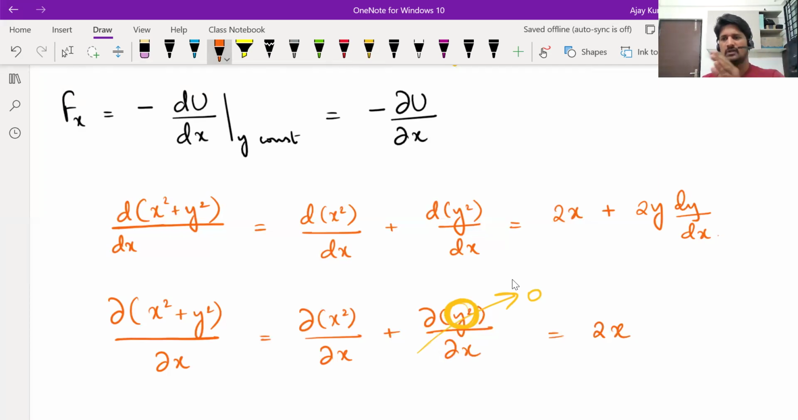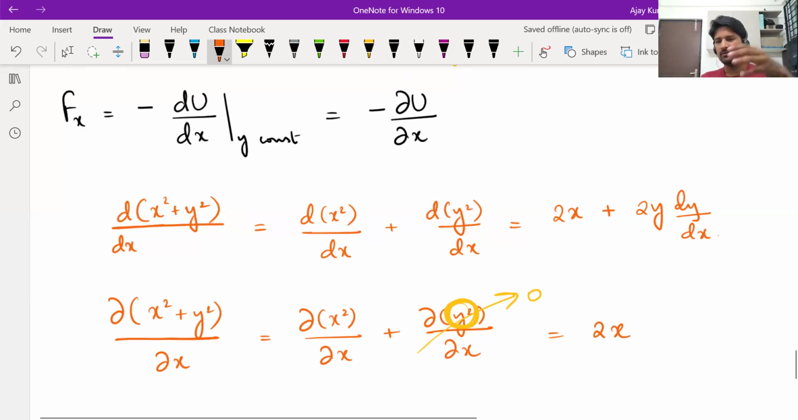In usual differentiation, all the variables will be differentiated. In partial derivative, you'll take only one variable. Even if y is present, you'll treat y as a constant number. If z is present also, you'll treat z as a constant number. That is the difference between the usual differentiation and partial differentiation.